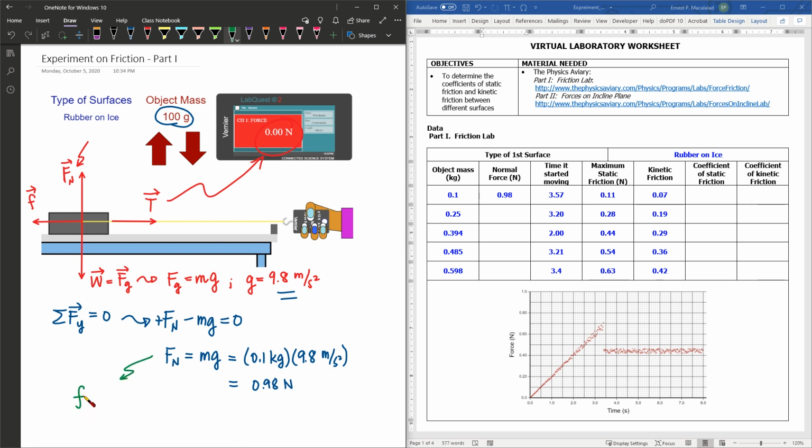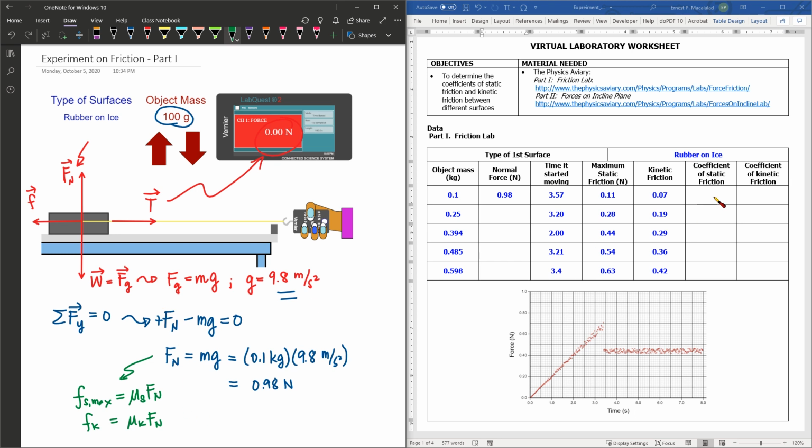Now, from here, we can actually calculate the frictional force. So by definition, the maximum static frictional force would be equal to the product of the coefficient of static friction mu s and the normal force. And the kinetic frictional force Fk, which we calculated here, would be equal to the product of the coefficient of kinetic friction mu k times the normal force.